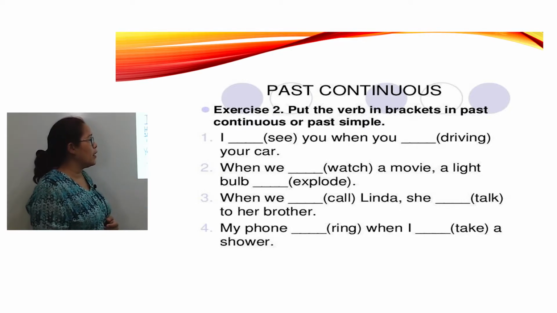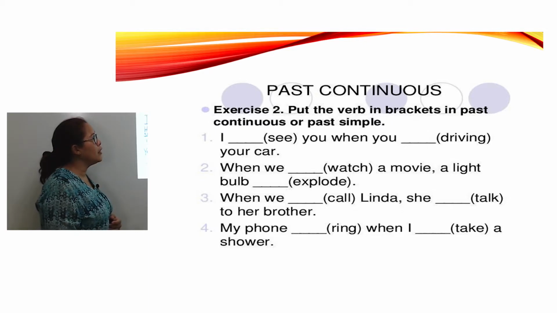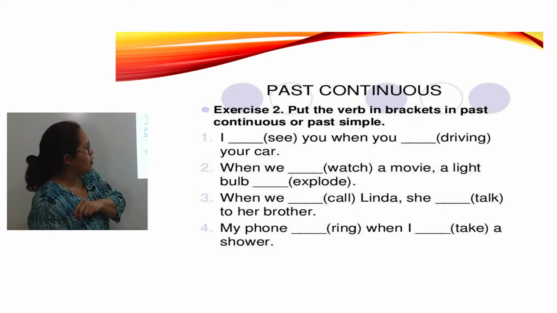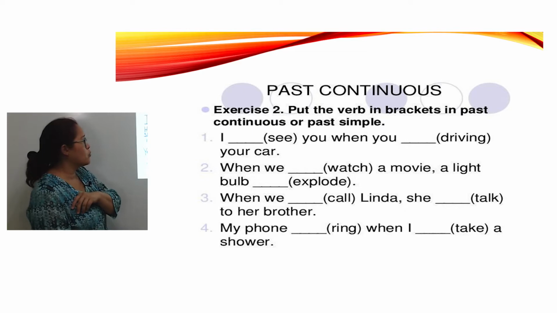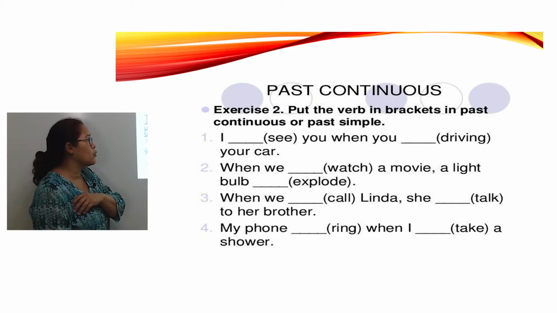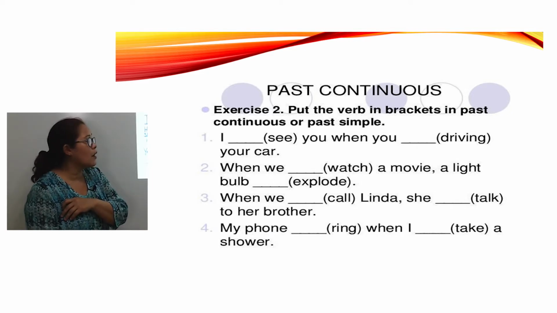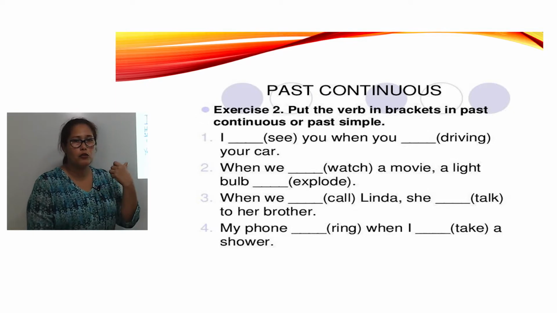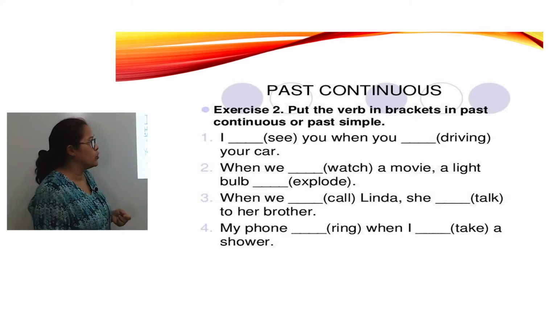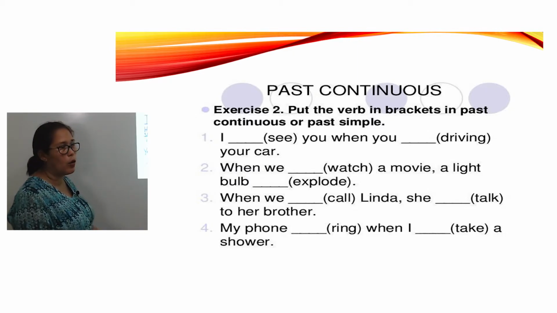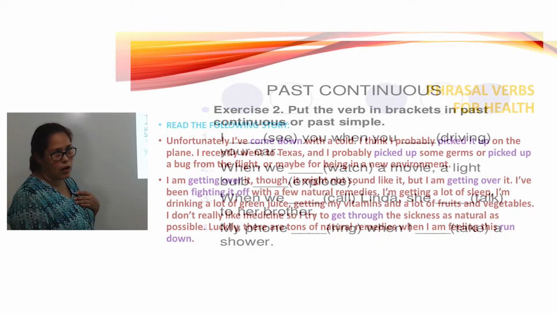And then we have when again. When we were calling Linda, she was, in this case, two actions, okay? We can use when as well for two actions. When we were calling Linda, she was talking to her brother. My phone rang when I was taking a shower. Mi teléfono sonó cuando yo estaba tomando una ducha. So it's just a matter of including verb be in the past according to the subject that we have. I, we, you, and so on with the pronouns.